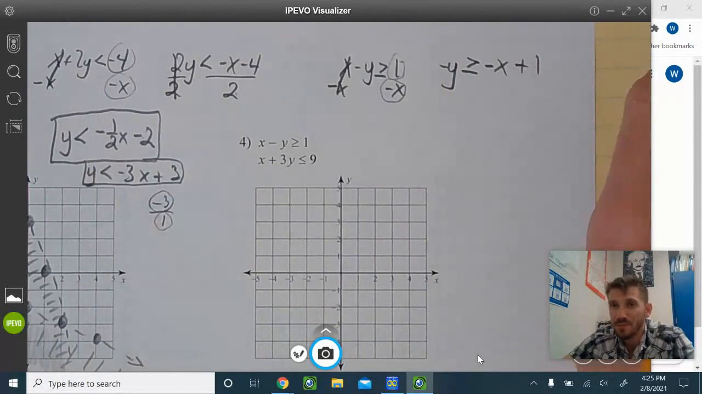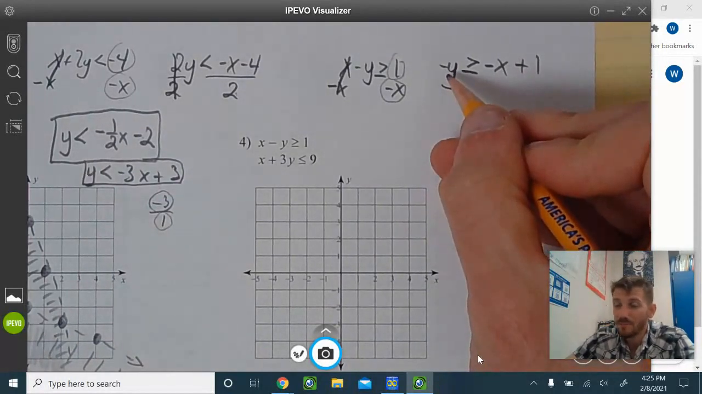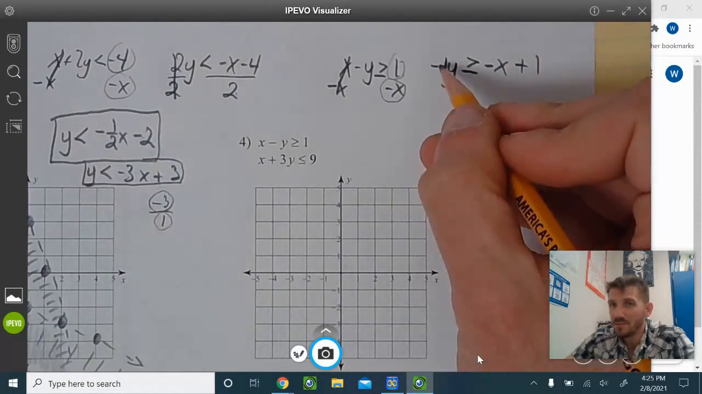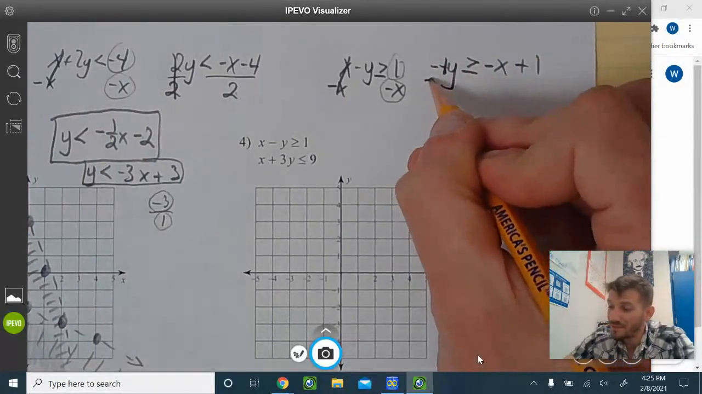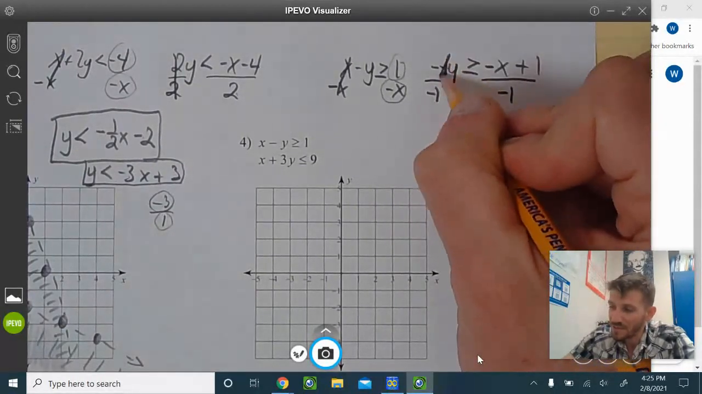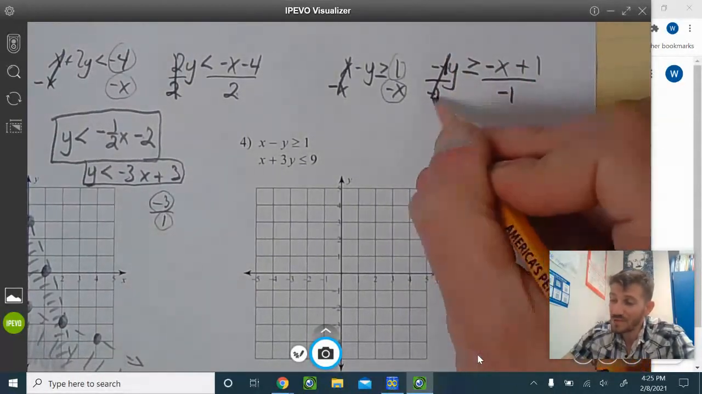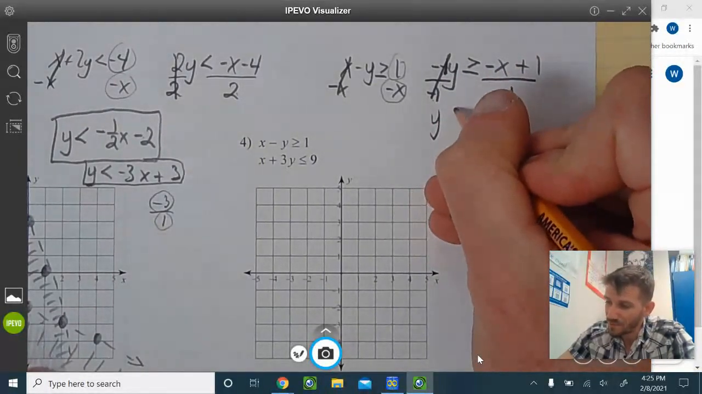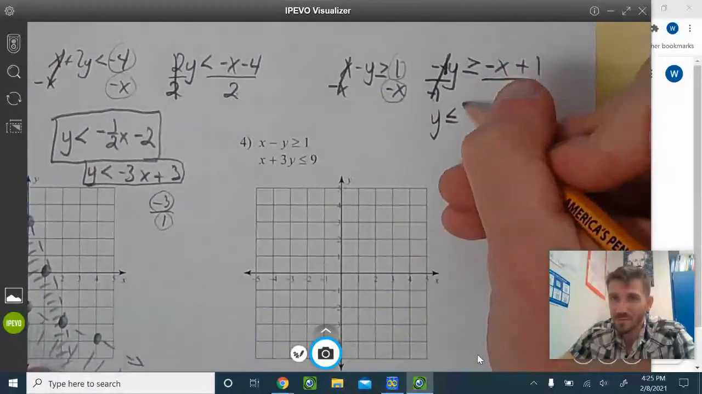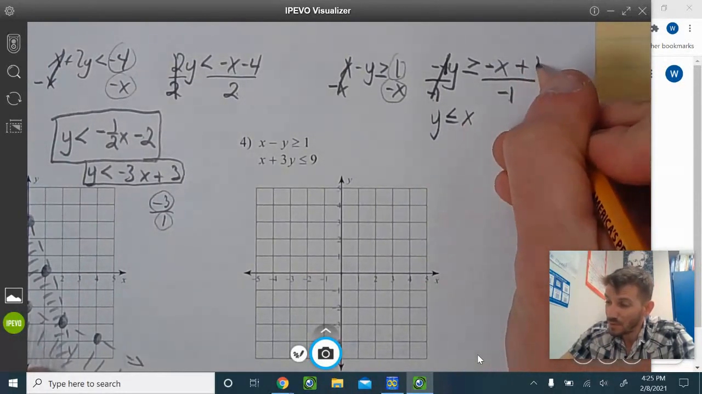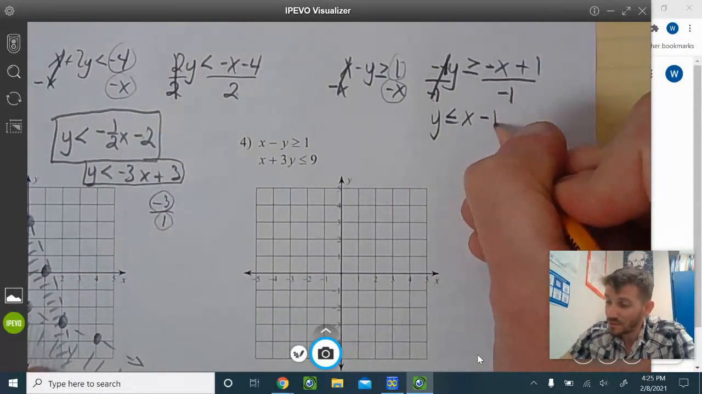Okay, important step here. It's a negative y, meaning negative 1y. So we can get rid of a negative 1 by dividing it by negative 1. And we just talked about this. If you ever divide both sides or multiply both sides by a negative number, the sign must flip. So you'll notice the sign is flipping. And we end up with a positive 1x, and 1 divided by negative 1 is negative 1.